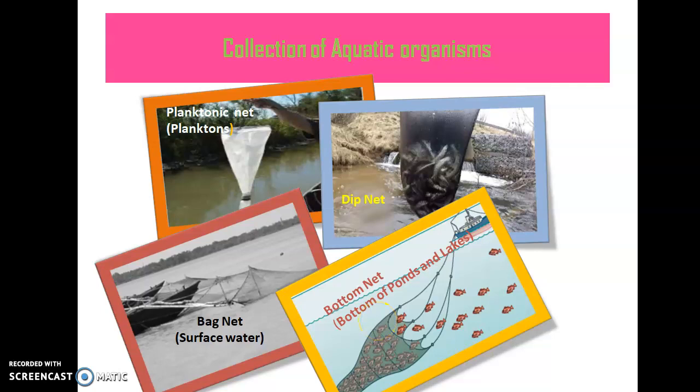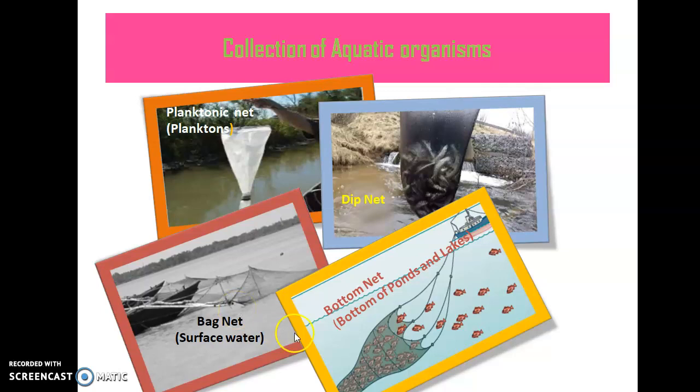For what purposes are these kinds of nets used? Let's see. Planktonic nets, as the name indicates, are generally used for collecting planktonic organisms, for example, zooplanktons as well as phytoplanktons, which are seen in the water. And the bag nets are generally used for those larger organisms which are found on the surface of water. As you can see in this apparatus, this is generally found on the surface or above the water. So this is generally used for collecting those organisms which are found on the surface of water.